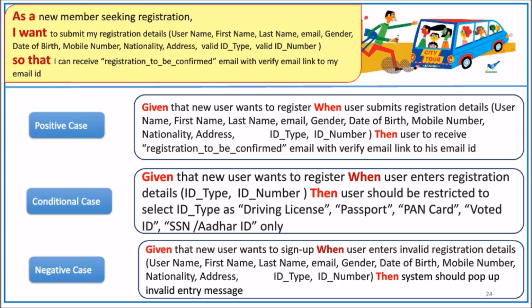The second case is conditionals, meaning conditions. For example, if you wanted to select ID type, the ID type can be a driving license, passport, PAN card, voter ID, SSN, Aadhaar card only. So how do you restrict it? Given that new user wants to register, when user enters registration details, ID type and ID number, then user should be restricted to select ID type as driving license, passport, PAN card, voter ID, SSN, Aadhaar card only.